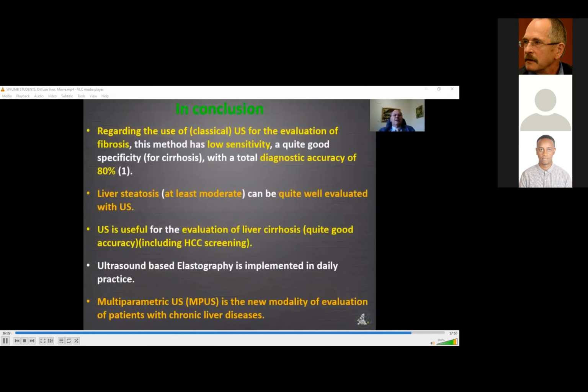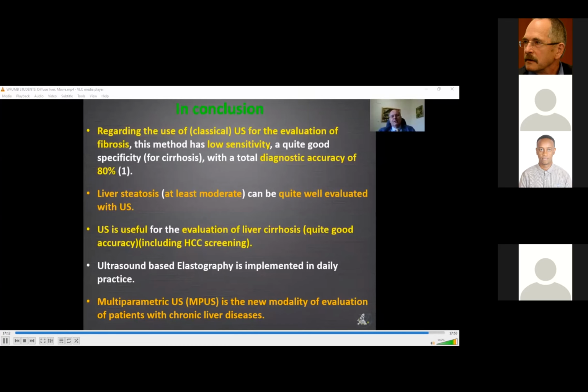Then, as a conclusion of my presentation, we have some simple things. Regarding the use of classical ultrasound for the evaluation of fibrosis in the liver, this is with low sensitivity, but with an accuracy of 80 for the diagnosis of liver cirrhosis. For liver steatosis, moderate, this standard ultrasound is quite good for evaluation of severity. On the other hand, we can use ultrasound for evaluation of patients with liver cirrhosis, including screening for hepatocellular carcinoma.